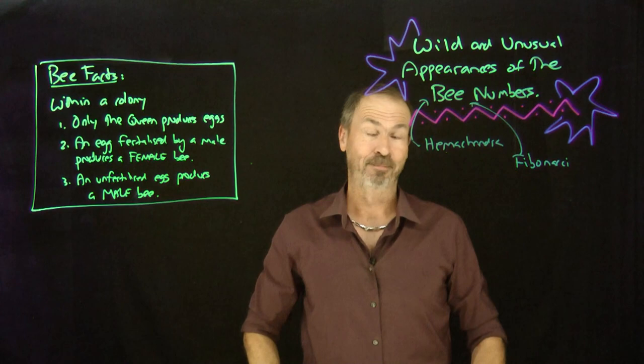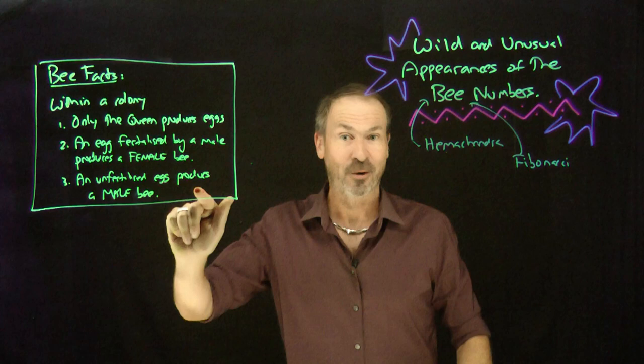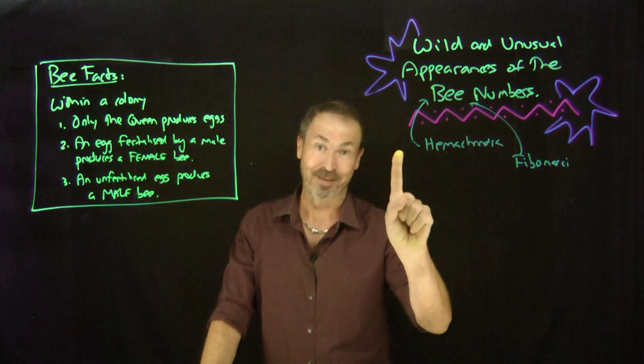And if an egg happens to be fertilized by a male, then the egg will produce a female bee, which means each female bee has two parents, the female queen and a male bee. However, if the egg remains unfertilized, that egg will produce just a male bee, which means each male bee only has one parent, that female queen. And this leads to a very strange family tree for bees.